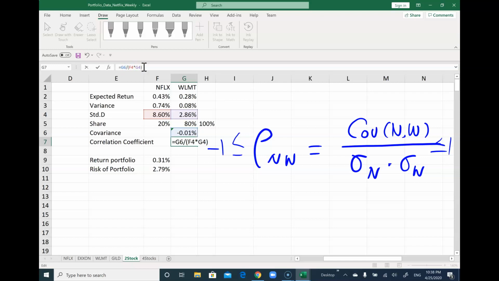Then we can easily get the correlation coefficient between the two variables. So we can see that the correlation coefficient between the Netflix stock and the Walmart stock is -0.05, which means that these two assets are slightly inversely correlated, and they are not strongly correlated, right?